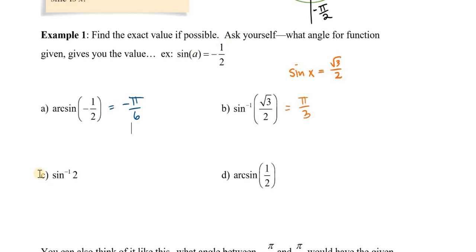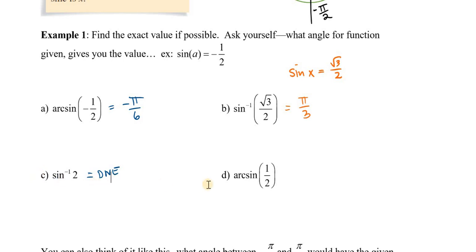Let's look at C. For C, we want the inverse sine of 2. But here we have to think for a second, what angle, when I take the sine of it, would give me 2? And the answer is that doesn't exist. Because the output for the sine is from negative 1 to 1. It doesn't go higher than 1. So therefore, this does not exist.